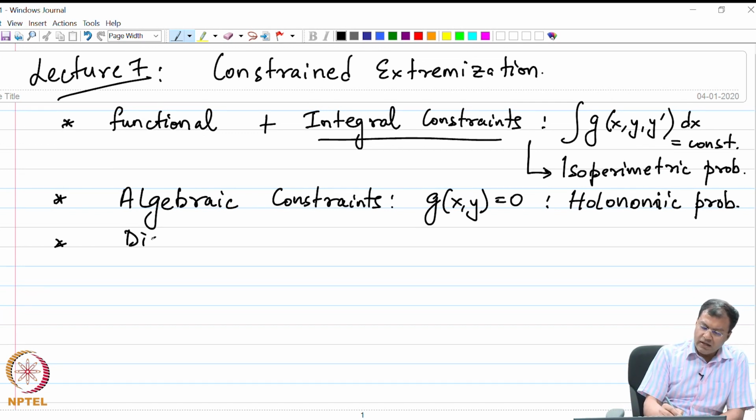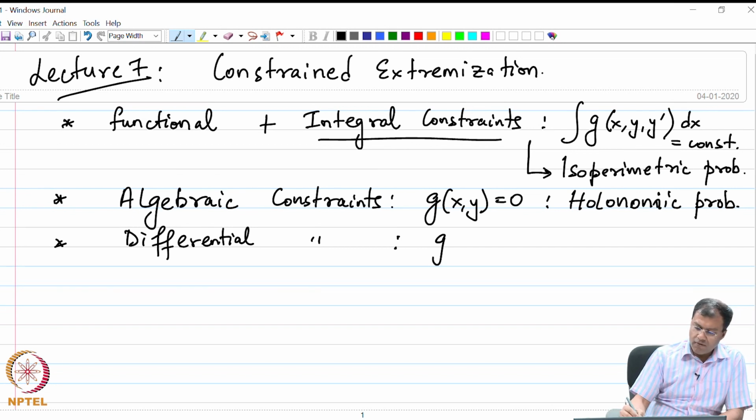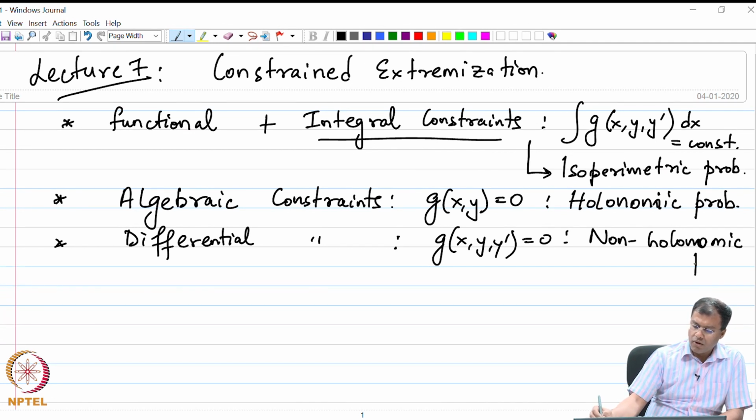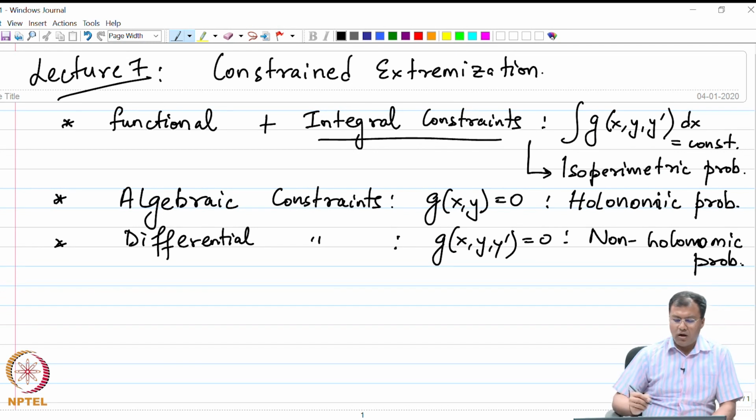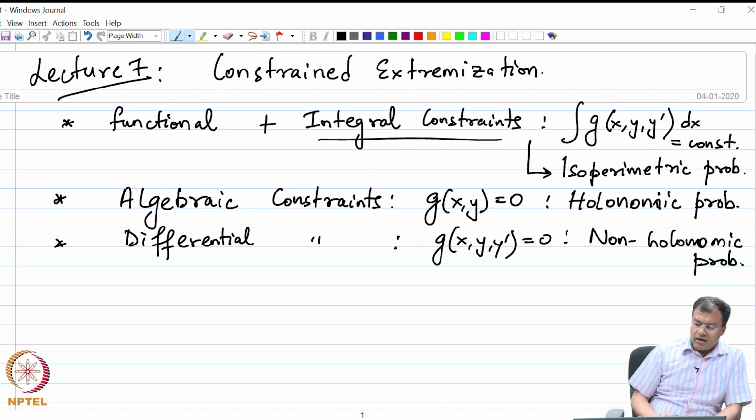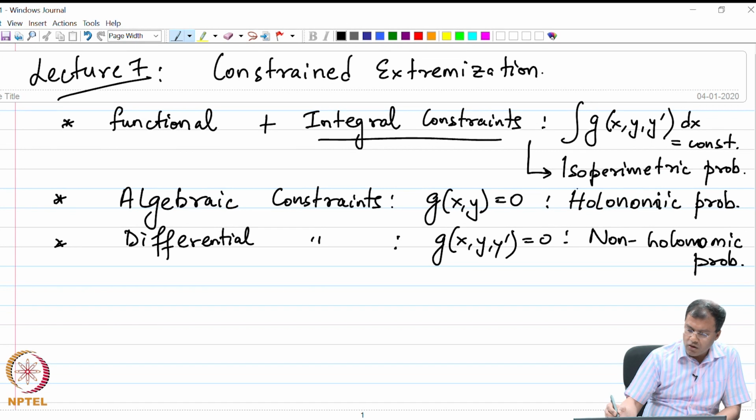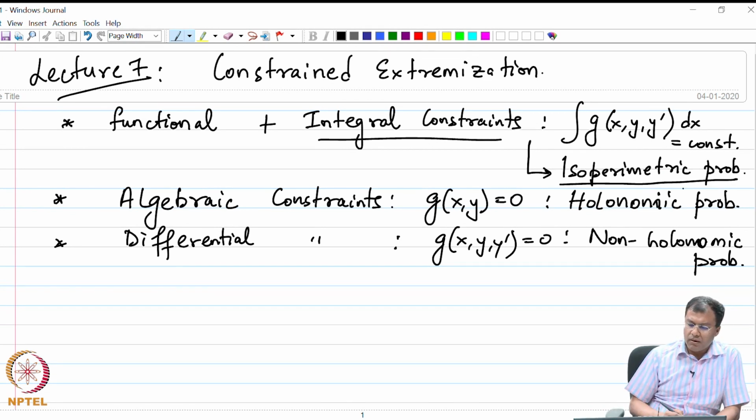Differential constraints we call the non-holonomic problems. Today in this lecture, I am going to talk almost exclusively on isoperimetric problems, or problems with functional optimization with integral constraints.